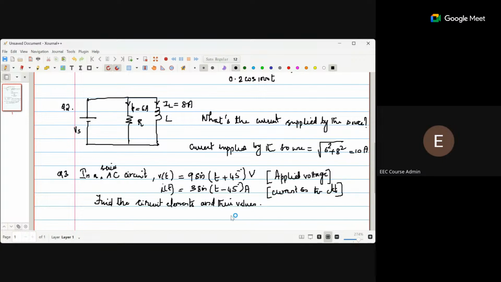In a series AC circuit, the time domain expression for the applied voltage and the current flowing in the circuit are given. From these expressions, you should find out what are the circuit elements, like is it resistor, inductor, capacitor, what is the combination, and their values as well.